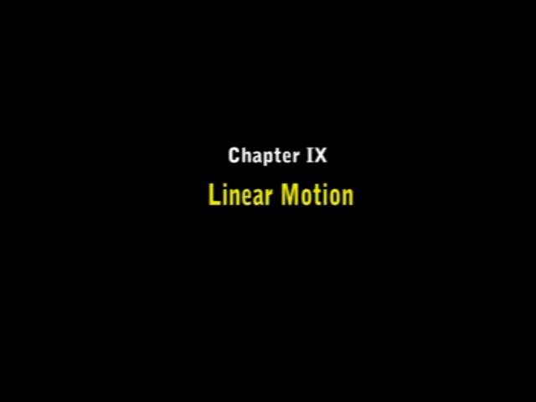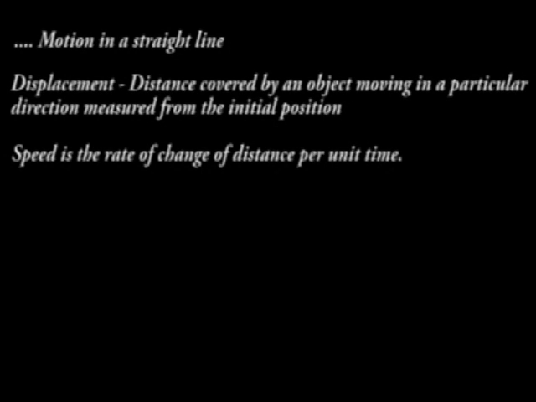Linear motion. Linear motion is motion in a straight line. Displacement is the distance covered by an object moving in a particular direction measured from the initial position. Speed is the rate of change of distance per unit time.